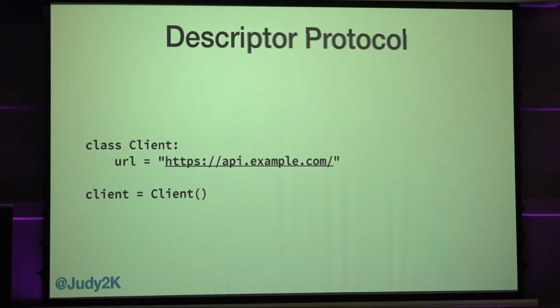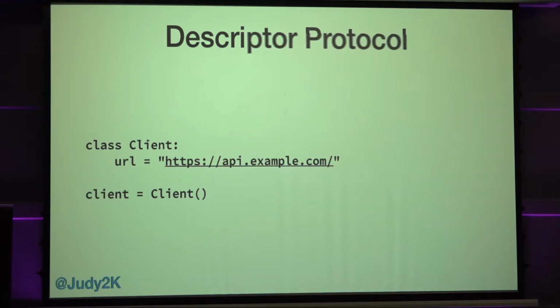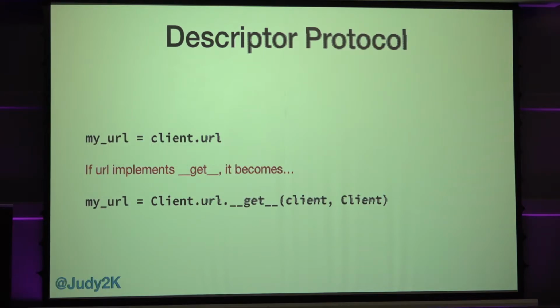It happens to be a string. We're going to pretend that it's like a magic string. So here's what happens when you access it, and we've created an instance of our client class. That's quite important, because you need to access it through the instance. So here, we've got our myURL instance, we've got our client instance, and we're accessing URL on it.